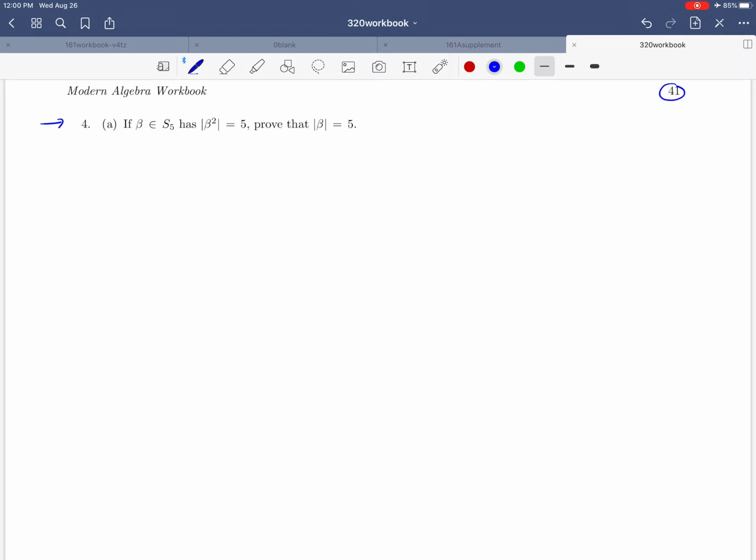Okay, so this is telling us essentially that we've got an element in our group and we know that the order of the square of that element is 5, we'd like to show that the order of the element itself also has to be 5. Okay, we might start by reminding ourselves what S5 is. That's a set of permutations. Okay, in particular, the set of permutations of the set of positive integers between 1 and 5. Okay, so we're going to write a proof here.